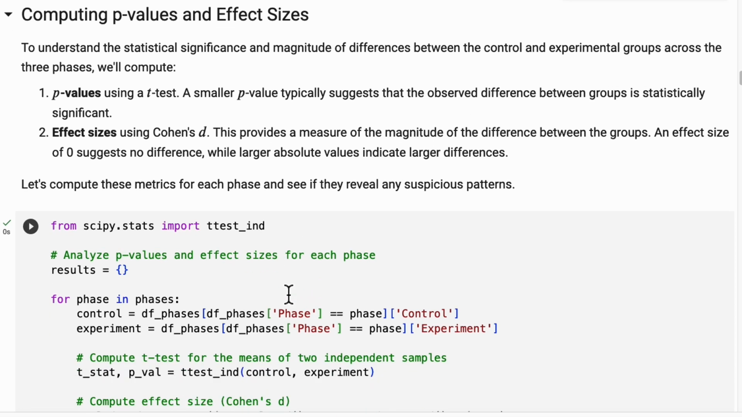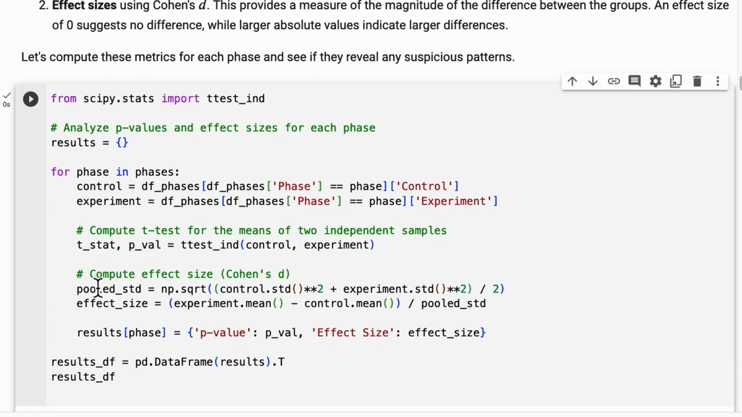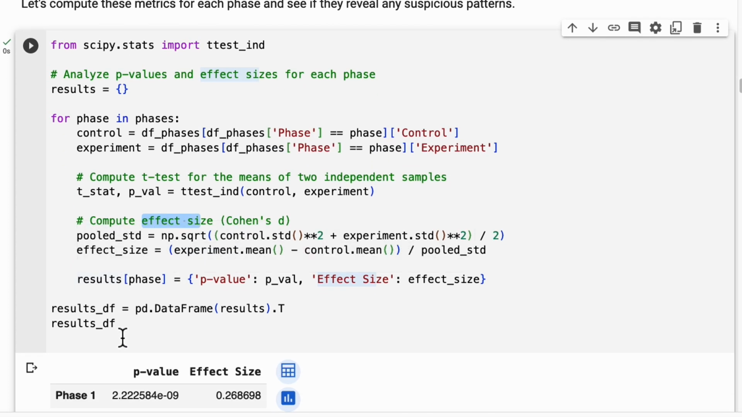So here, let's run that. And this is a t-test, right? With the t value and the p-value here. And this is how to compute the effect size, the Cohen's d here. So we're going to print it out.